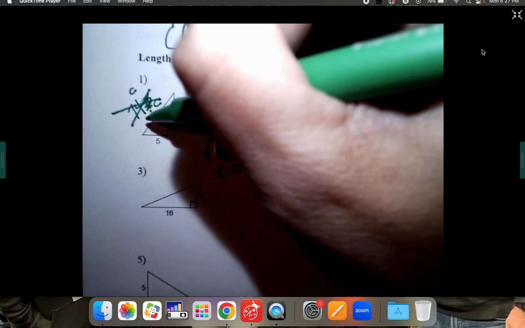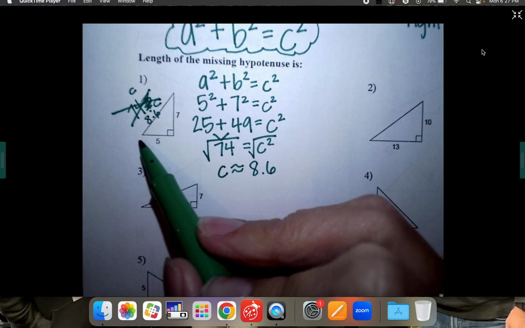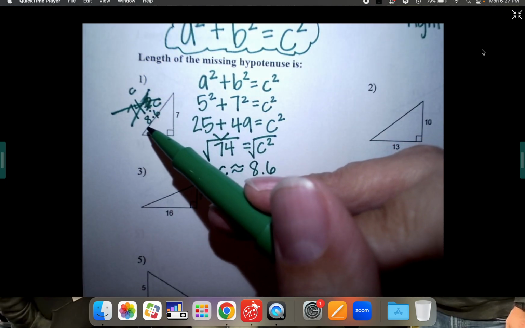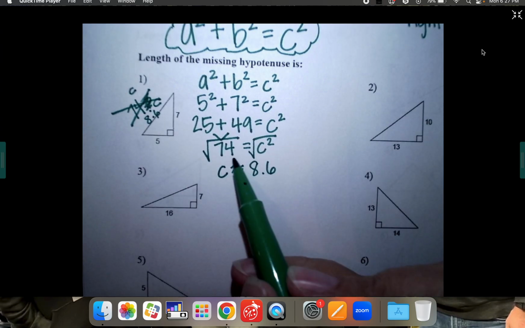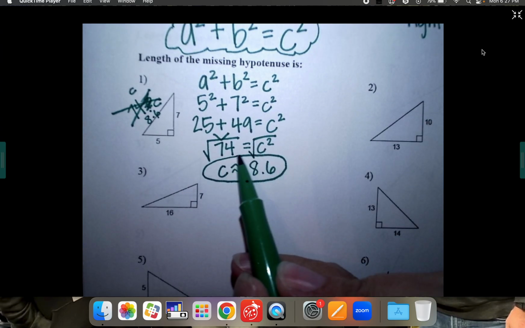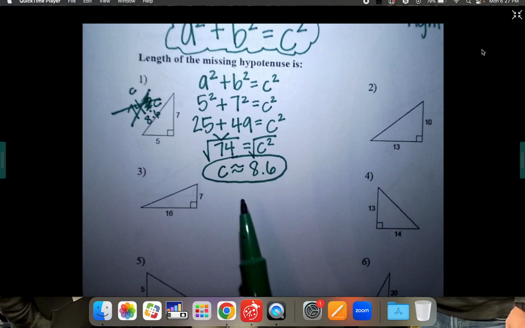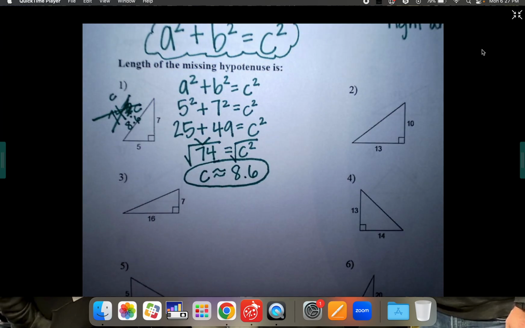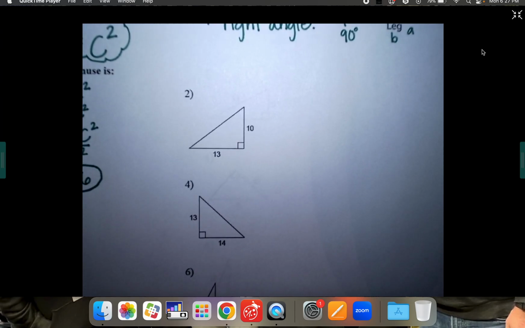So let's see if that makes sense. If one side is 5 and one side is 7, would my longest side be about 8.6? Yes. So now that we know this is a reasonable answer, we're going to go ahead and circle it. That is what c equals. So I think once you get the hang of these, they're going to go really quickly, especially if you have a calculator. But that's all we're doing today for this first part.